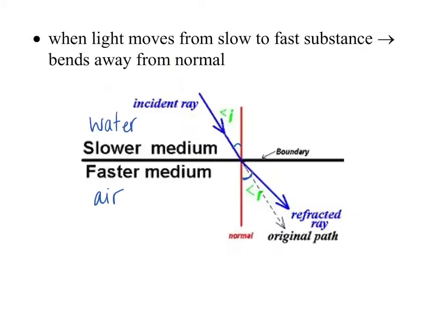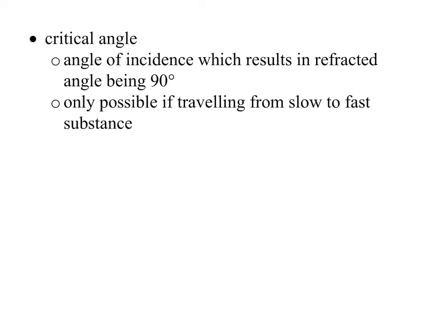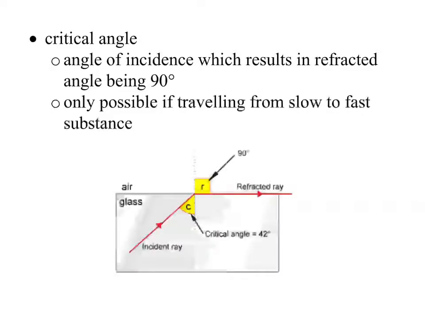There's something called a critical angle, and that is the angle of incidence which results in a refracted angle being 90 degrees. So then it's what happens where you have something going in here, and then this refracts right along the boundary line. Okay, so of course it's only possible if traveling from slow to fast. Can't be fast to slow because that's always just going to go towards the normal. So we need it to be going towards the boundary. So of course that only happens when you go from a slow to a fast substance.